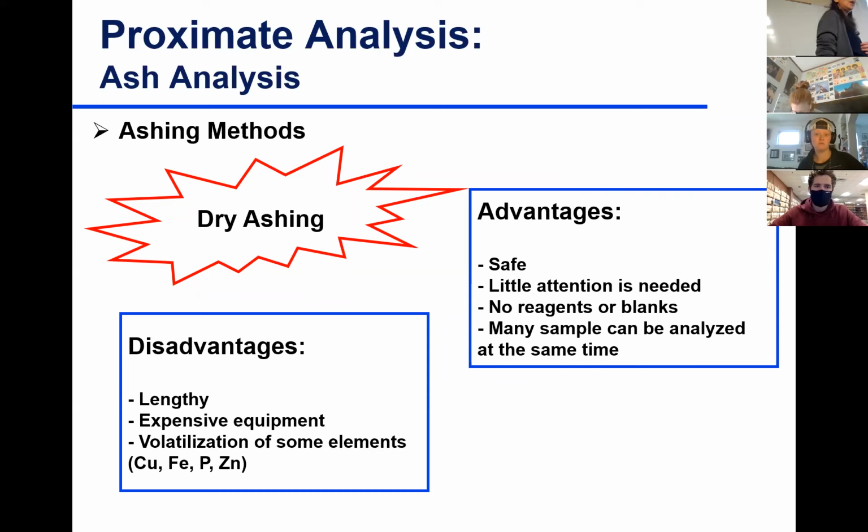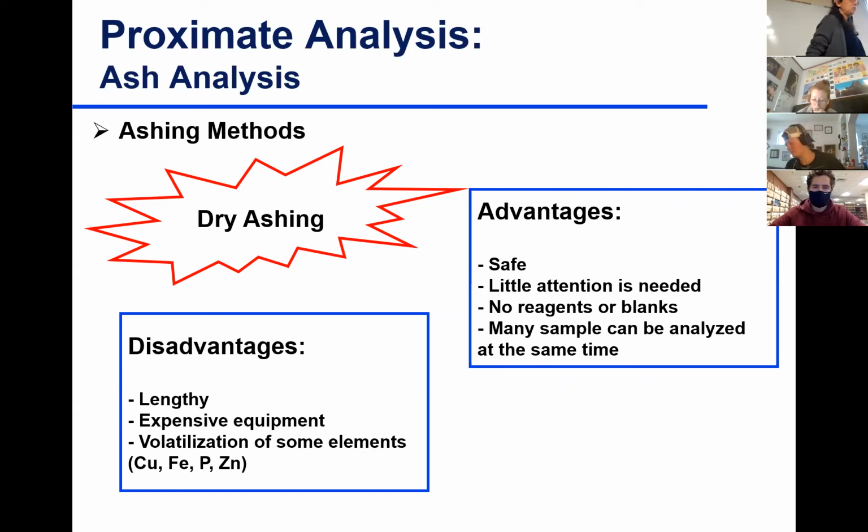You don't need any reagents, well, unless you are doing the mix between dry and wet ashing. So no reagents or blanks if you're just doing pure dry ashing. Many samples can be analyzed at once depending on the size of your furnace. We have multi-furnace small cubicle ones. You can potentially put 6 samples in. And we have the bigger ones where you can put up to 12 samples or more depending on the size of the crucibles.